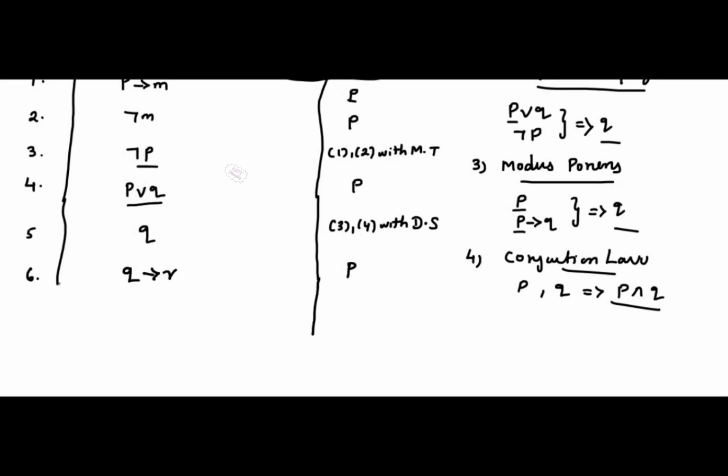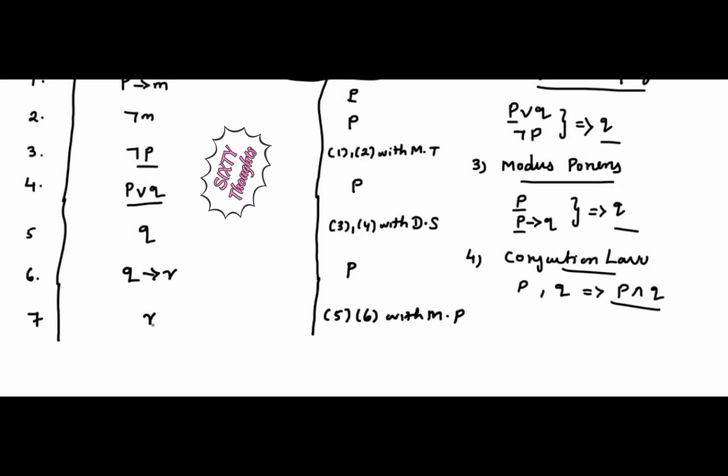Okay, what is step number 7? Step number 7, using step number 5 and step number 6, we can write the next step, that is R. How can I write this? Using Modus Ponens law once again: P then Q, and P, we get Q. Here Q then R, and Q, we get R only. That is nothing but step number 5 and step number 6 with Modus Ponens law. Here P value is Q, Q value is R. So we get R.